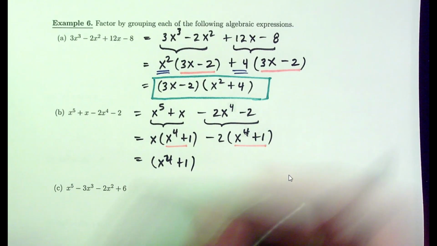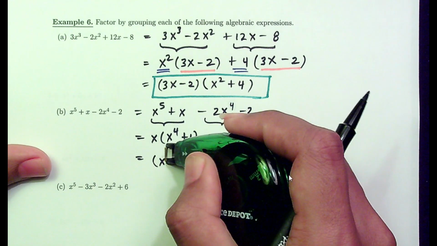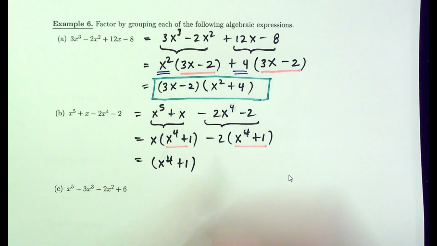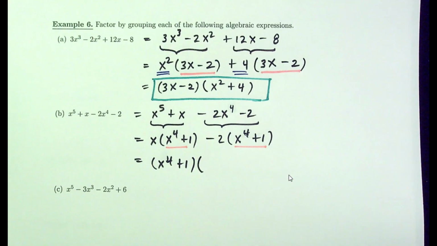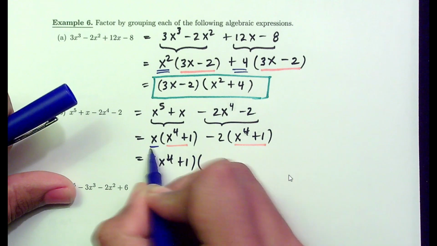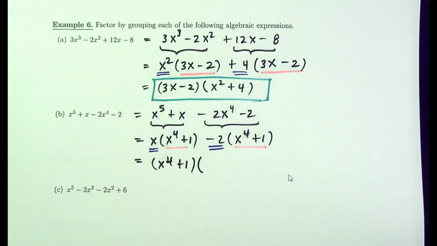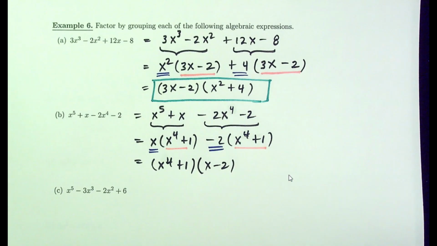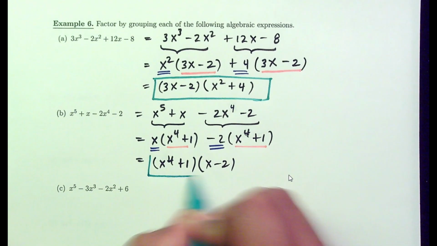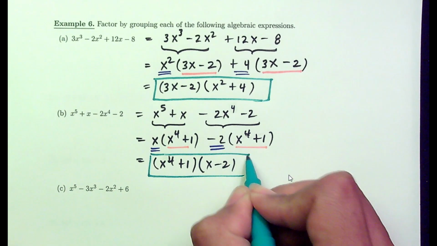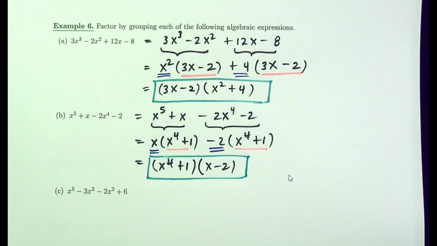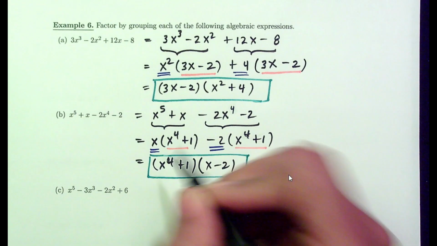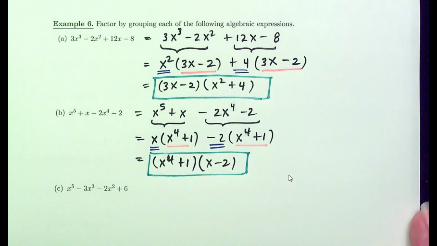Okay, so I factored it out, x to the 4 plus 1, and then write down what is left over. That's going to be your next factor, x minus 2. So this is going to be x minus 2. And that is the end of that. That is the answer. Okay, x to the 4 plus 1 times x minus 2.